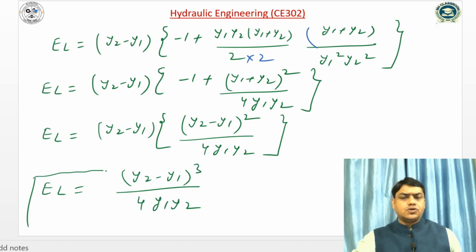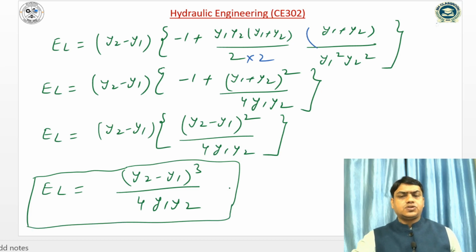So this is the energy loss in a horizontal rectangular channel. This is the expression of energy loss in a horizontal rectangular channel, where Y1 is the pre-jump depth and Y2 be the post-jump depth.